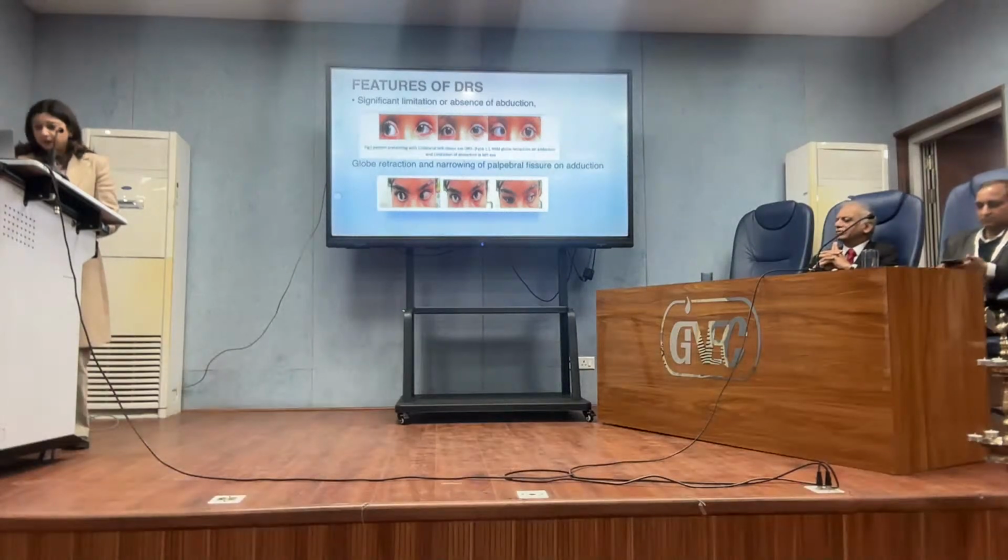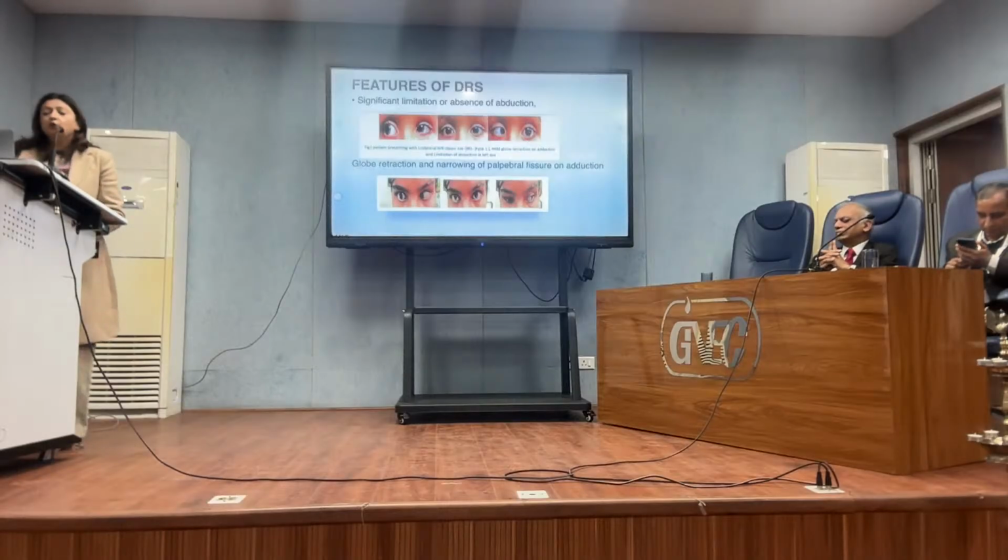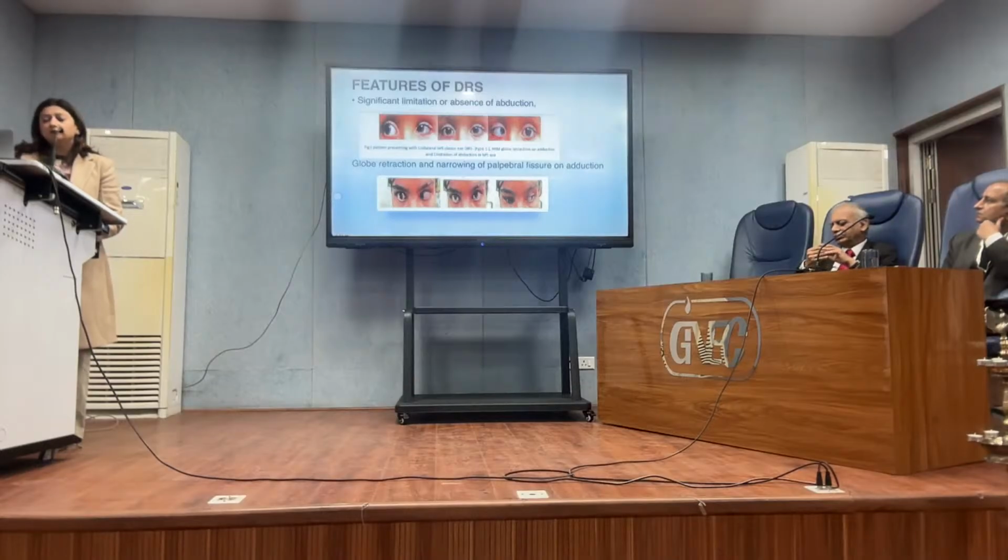absence of abduction. As you see in this child, in the left eye, there is a -4 abduction limitation. There is globe retraction, or narrowing of the palpebral fissure on adduction. So here we can see again in the right eye, there is an enophthalmos, which is known as globe retraction, and the height of the vertical palpebral aperture is reduced.